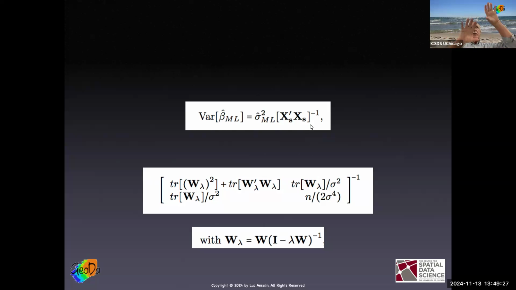This matrix has two blocks, one block for beta and one block for lambda and sigma square. And the block for lambda and sigma square is this, a lot of traces, a lot of complicated matrix expressions. If you don't want any inference, you don't bother with this, right? So a lot of the early estimation methods for this did not bother with this.